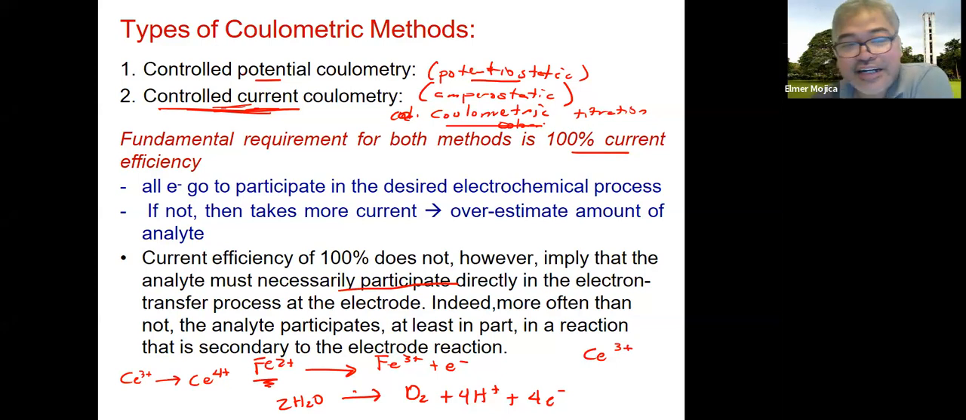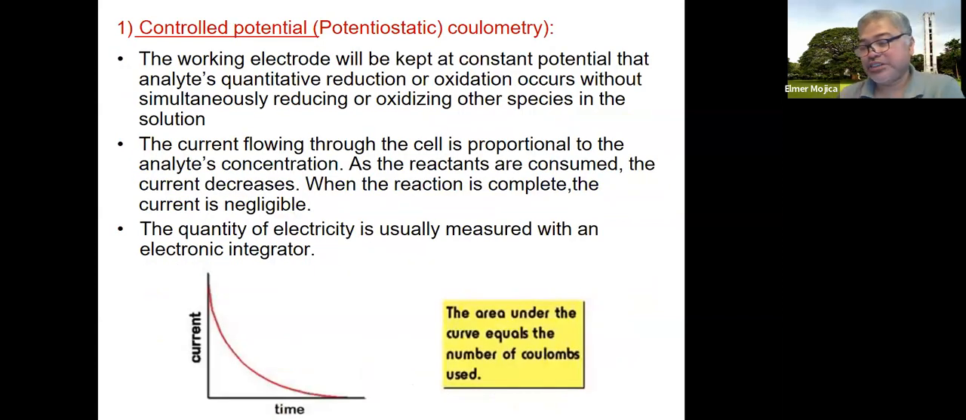And again, a current efficiency of 100%, okay, with respect to the chloride ion is achieved even though this ion is neither oxidized nor reduced in the cell. So that's what we call 100% current efficiency. Here, at least in part, the analyte participates. Now, let's go on to each of these methods, although we already differentiated the potentiostatic and the amperostatic coulometry.